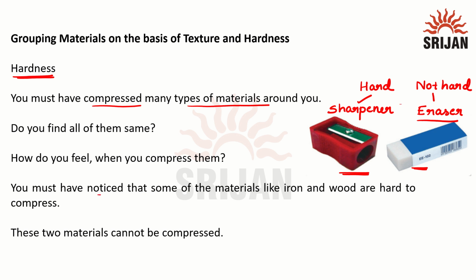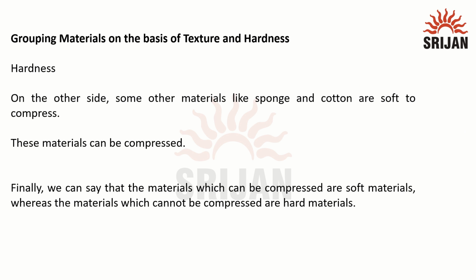You must have noticed that some materials like iron and wood are hard to compress and are not compressible, whereas some materials can be compressed. So these two materials cannot be compressed, that is iron and wood, whereas other materials can be compressed, like eraser. On the other side, if we have sponge and cotton, both of them are soft to touch and can be compressed very easily. So they are termed as compressible materials.